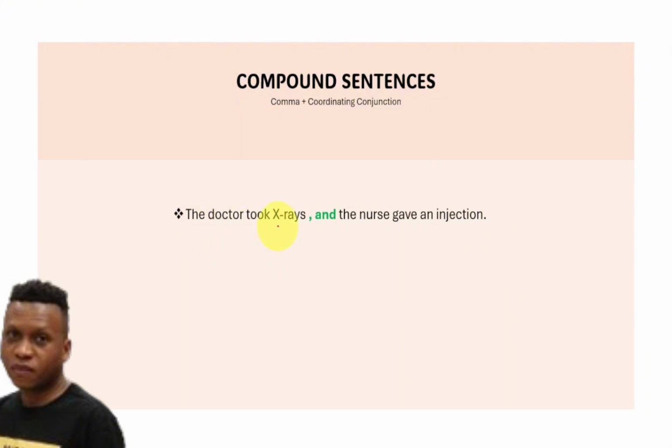The doctor took the X-ray and the nurse gave an injection. So here we link it. Okay, so we have a comma right here, and we got the conjunction. This is the one. The doctor took the X-ray. Here we also have two verbs.